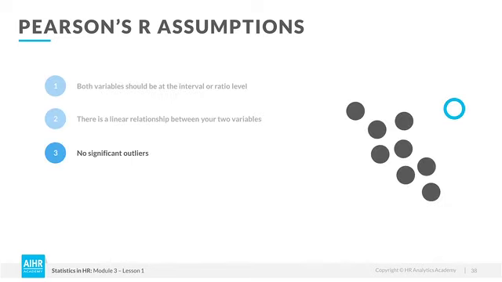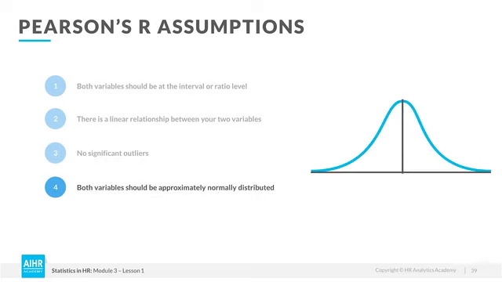Third, there should be no significant outliers. Pearson's R is sensitive to outliers, which can have a very large effect on the line of best fit, as seen in the previous example. Therefore, in some cases, including outliers in your analysis can lead to misleading results. It is best if there are no outliers or that they are kept to a minimum. Finally, your variables should be approximately normally distributed. Again, the effects of what can happen if this isn't the case can be seen in the examples that I showed you of Anscombe's quartet.